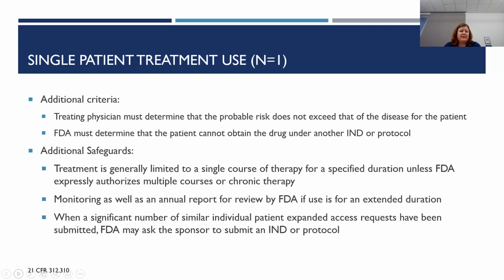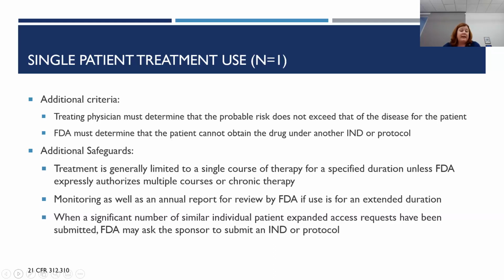The additional safeguards, and I'll get into this a little bit more at the end, about reporting. So there is a requirement, if it does continue for greater than a year, that there's an annual report that summarizes that treatment of that patient, if there's been any toxicities and any changes that have happened over that year. So that report has to go to the FDA as well as the IRB.